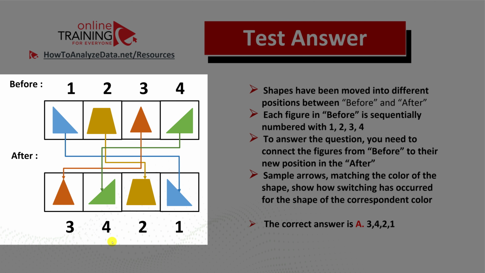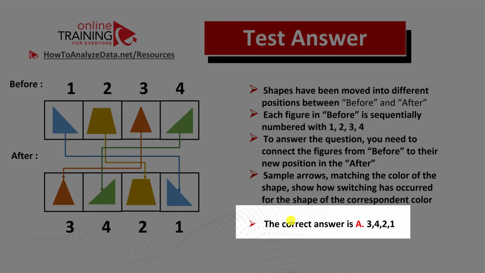So 2 spot in the after position would have number 4. We've determined that the 4th spot will have 1 and the 2nd spot will have 4. And this way you can trace all the objects and determine new positions of the objects and then calculate the correct answer. In this case, the correct answer is choice A, 3, 4, 2, 1.